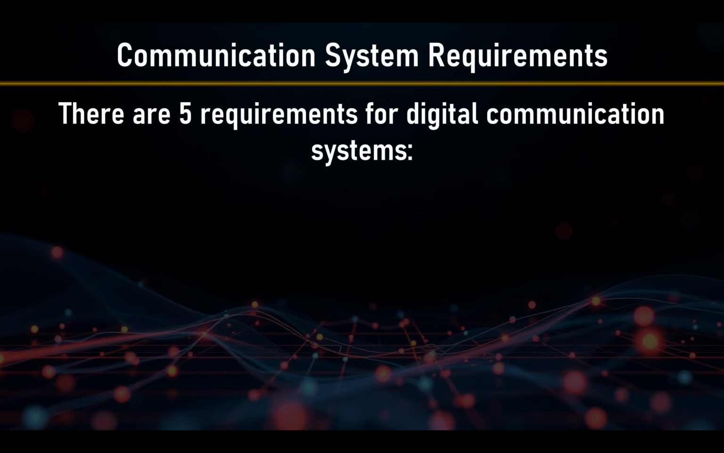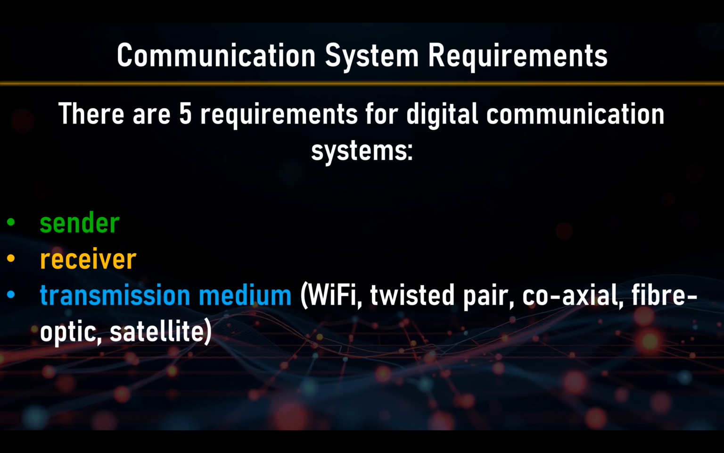So first, let's look at some key concepts. As mentioned, we want to look at the 5 requirements for a digital communication system. First there has to be a sender, someone sending the data. If there's a sender, there has to be a receiver, otherwise you're just sending it into the void. There also has to be a transmission medium. This could be Wi-Fi, could be twisted pair. When we say twisted pair, some people call this Ethernet. They might say, plug in the Ethernet cable to the desktop, just to connect it to the router.